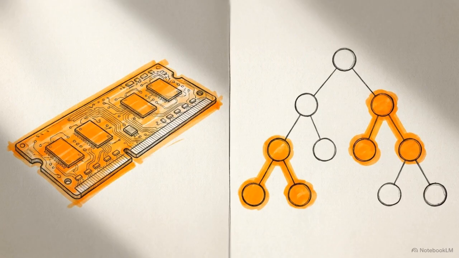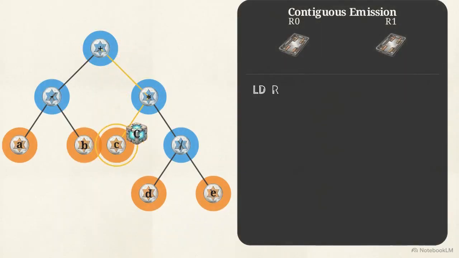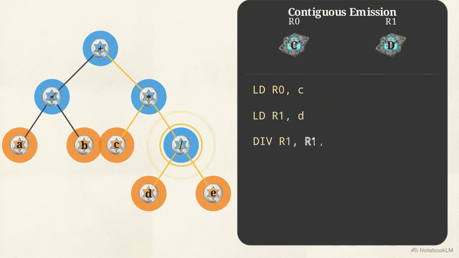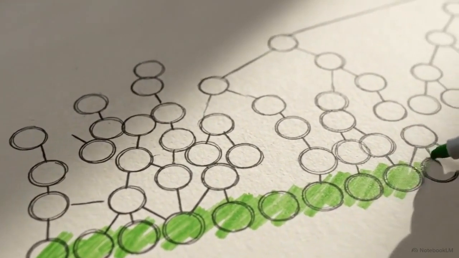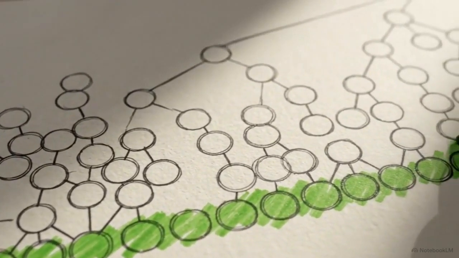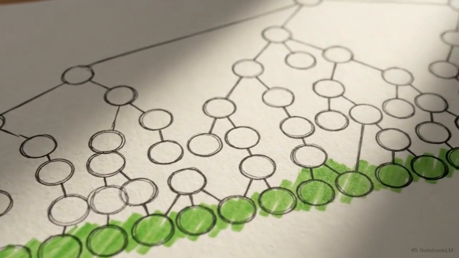Following the rule of contiguous evaluation, the algorithm targets the memory-bound subtrees first, ensuring those instructions are the first to be generated. As the traversal hits each node from the bottom up, it emits the corresponding assembly. Load R0 with C, load R1 with D, divide R1 by E. The block is built sequentially. By strictly following the dynamic programming path, the compiler generates the absolute cheapest instruction sequence deterministically, eliminating wasted cycles entirely.